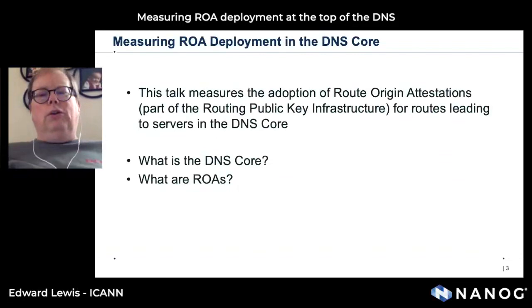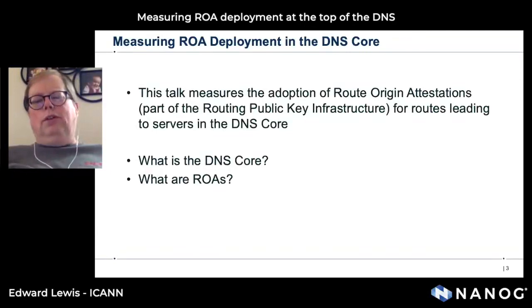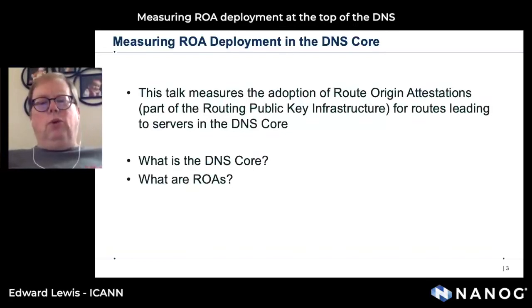In this talk, I'm going to look at the adoption of route origin attestations, which are part of the routing public key infrastructure. These are used to protect the routing system, which many people are probably really familiar with from other talks. But I'm looking at only the routes that are leading towards servers that are part of what we call the DNS core.